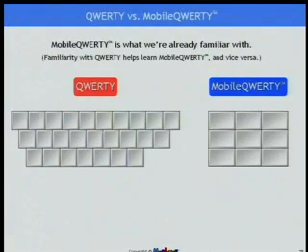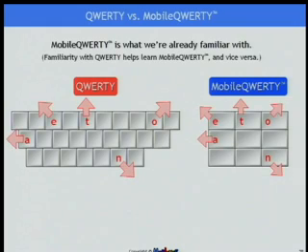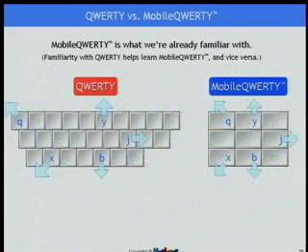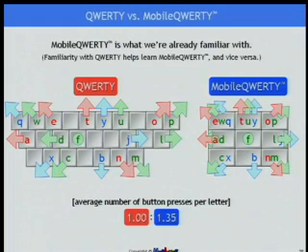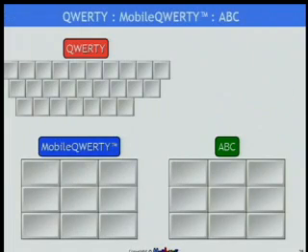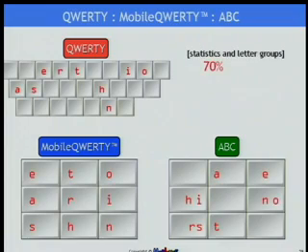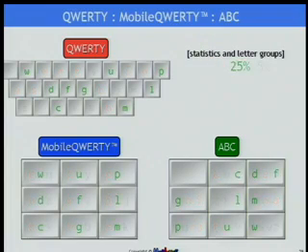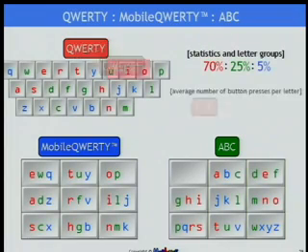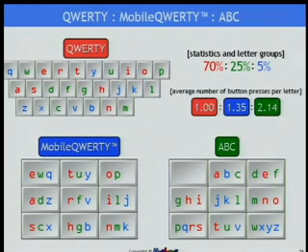And this is what I'm saying, that you are already familiar with the MobileQWERTY. You can see the directions there. Maybe the next slides will show you more clearly. Okay, the actual QWERTY is 1 per letter, but ours is 1.35 per letter. Here's QWERTY, MobileQWERTY, and ABC. 70% letters, 25, 5. And the number of button presses, you can compare, 1, 1.35, 2.14. This is a big difference compared to this one.